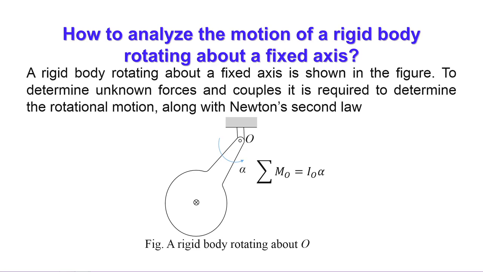Next, another case is how to analyze the motion of a rigid body when it is rotating about a fixed axis. Already we have derived this equation, which we will use: M O equals I O alpha. That means we have to find out the moment of inertia of this body about point O and the angular acceleration alpha. By this we can find it out. So, this equation is used.